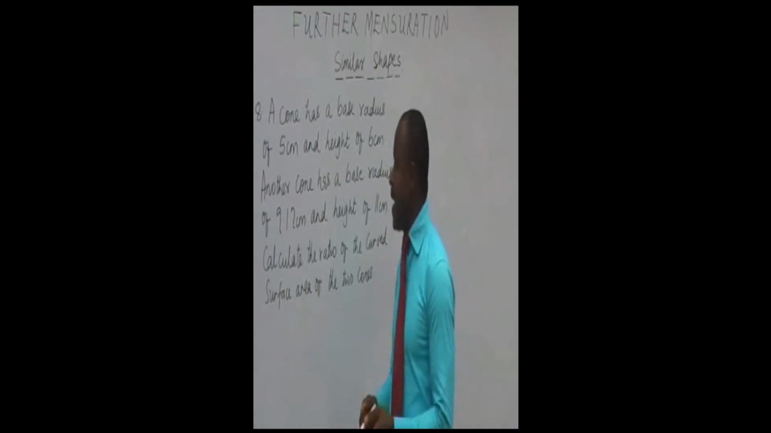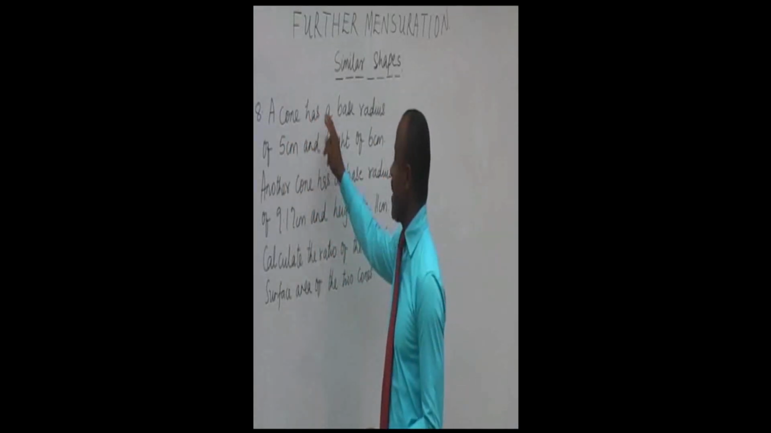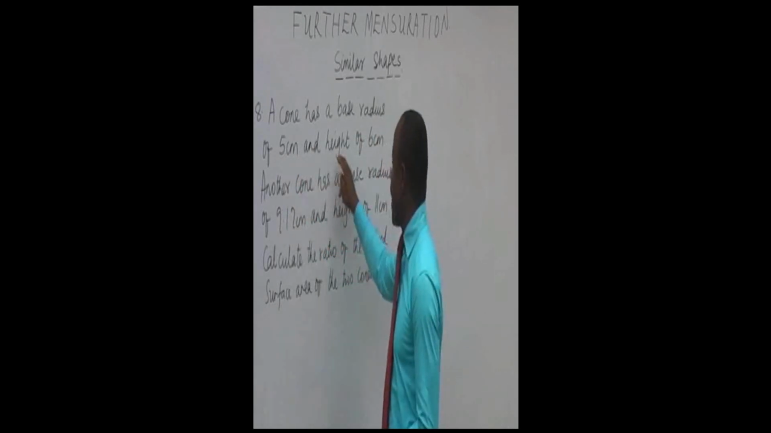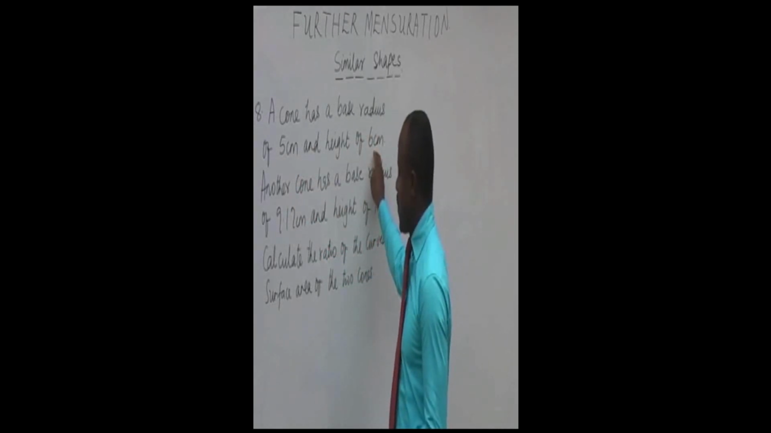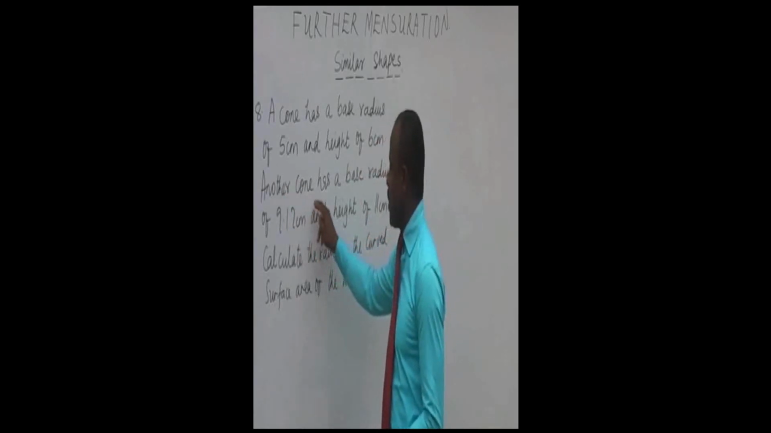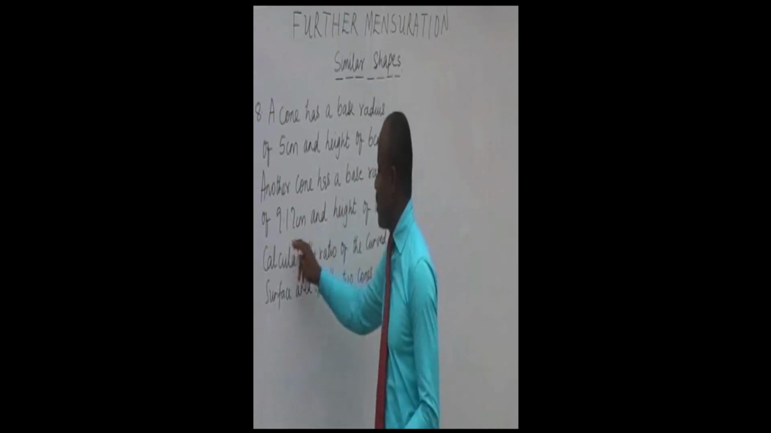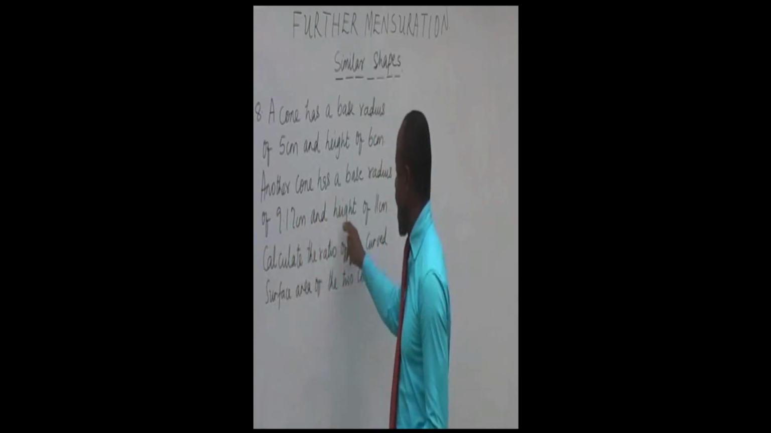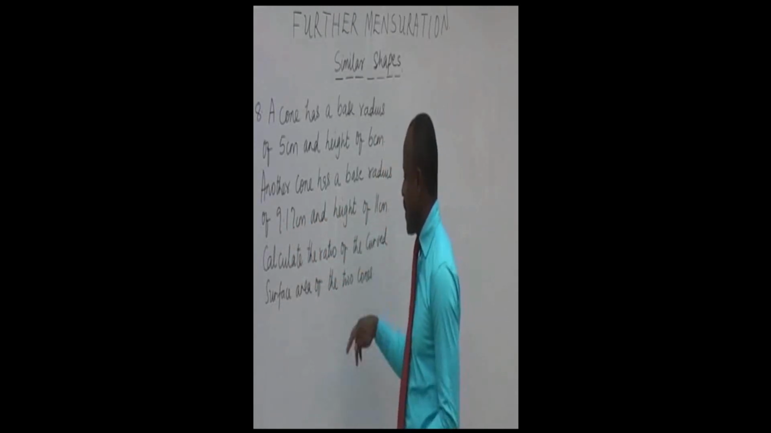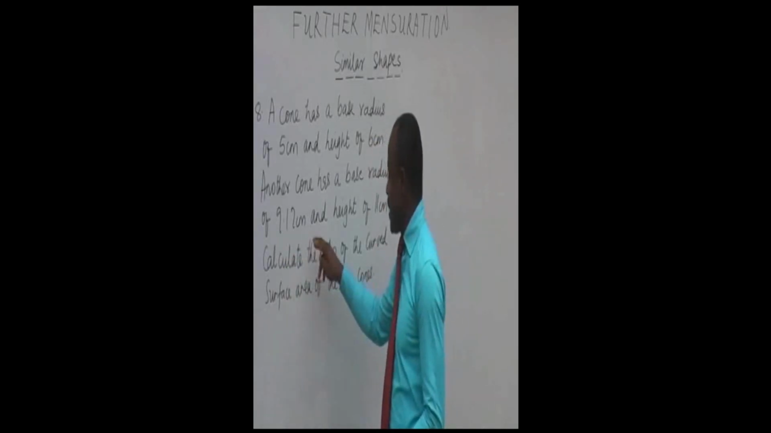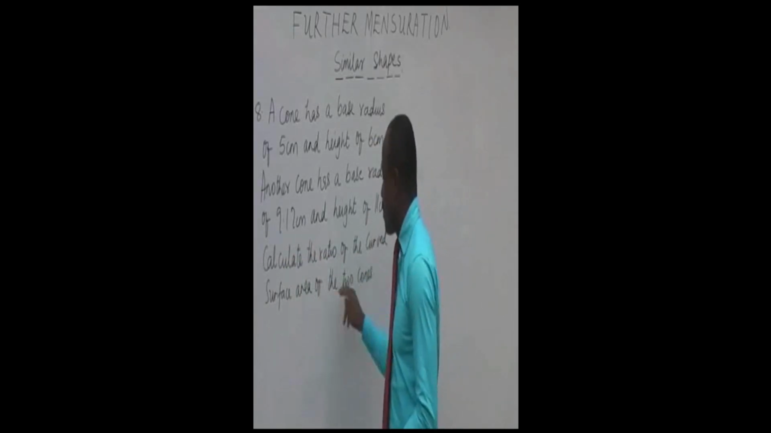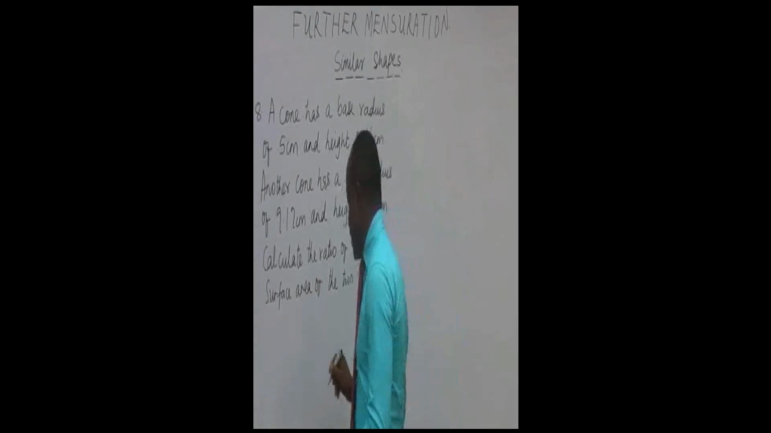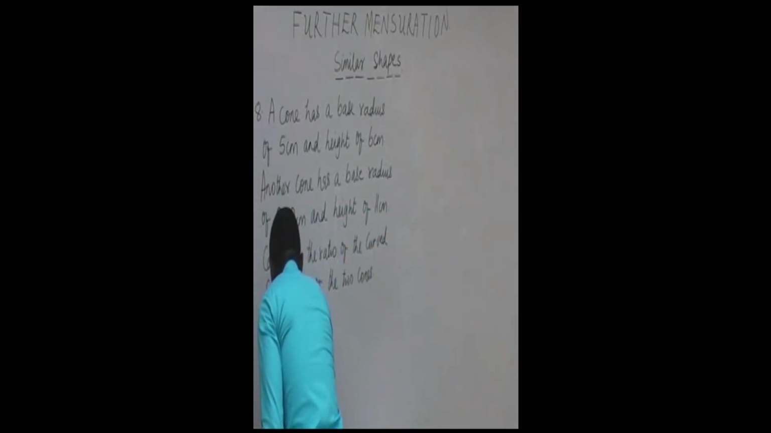Question number 8 says that a cone has a base radius of 5 cm and height of 6 cm. Another cone has a base radius of 9.17 cm and height of 11 cm. We should calculate the ratio of the curved surface area of the two cones. Let's assume that this is the first cone.